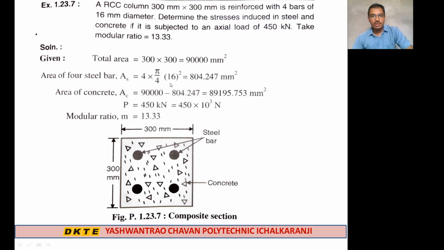Their total area is equal to 300 by 300, that is 90,000 millimeter square. It consists of both steel and concrete. We have to calculate the separate area of steel and the separate area of concrete. 4 bars of 16 millimeter diameter, we have to calculate the area of steel. AS is equal to 4 into pi by 4 into 16 square. This is the area of steel, 804.247 millimeter square. This area we have to subtract from the total area, then we will get the area of concrete.